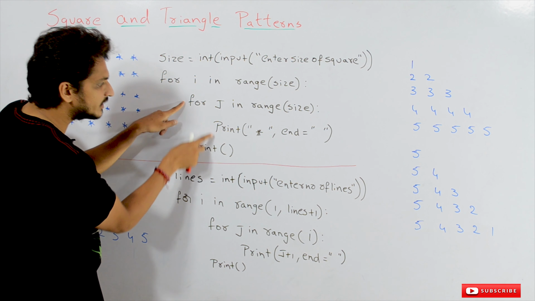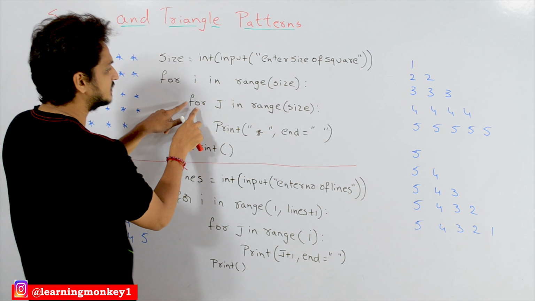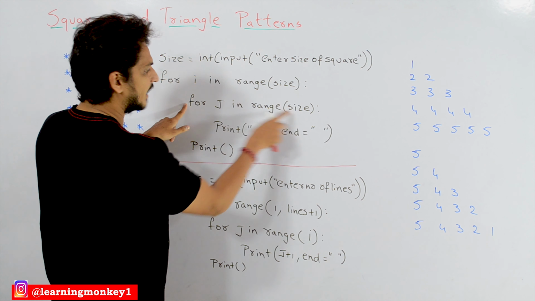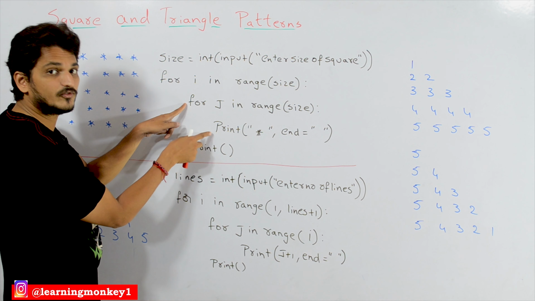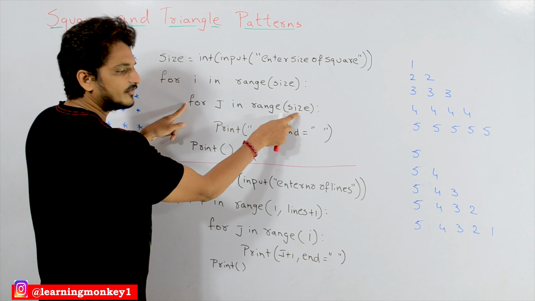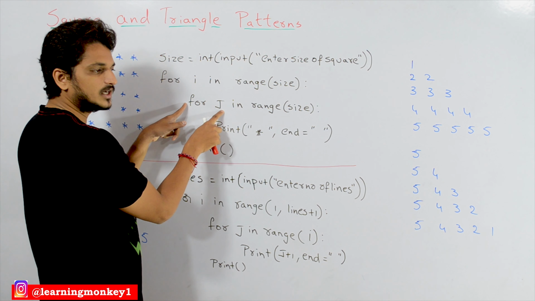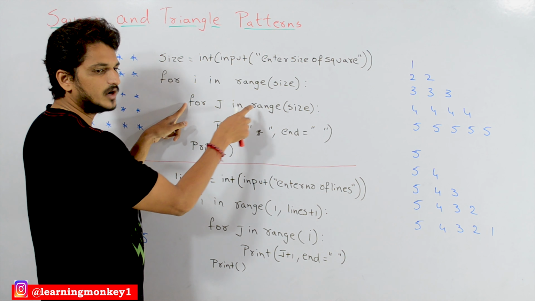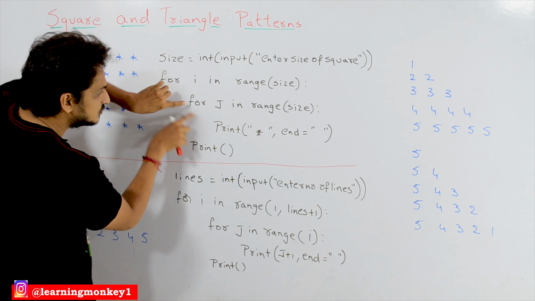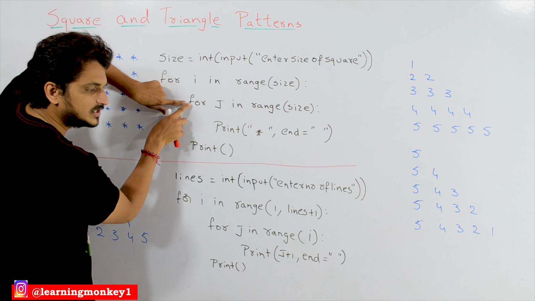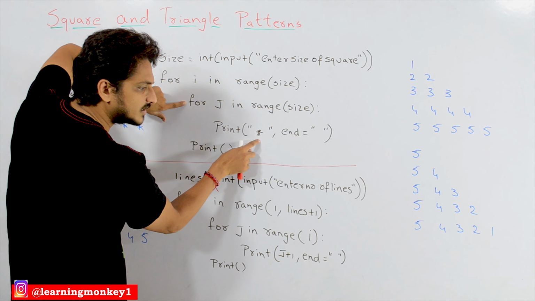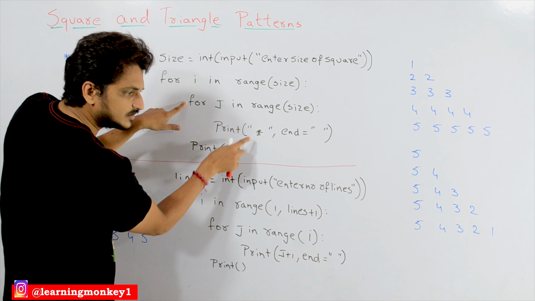In this, we have written a nested loop. What happens here? For j in range of size, again this loop will execute 5 times. Size means 5, and 5 generates the values j equal to 0, 1, 2, 3 and 4. So this loop executes 5 times. Each time we are displaying a star.